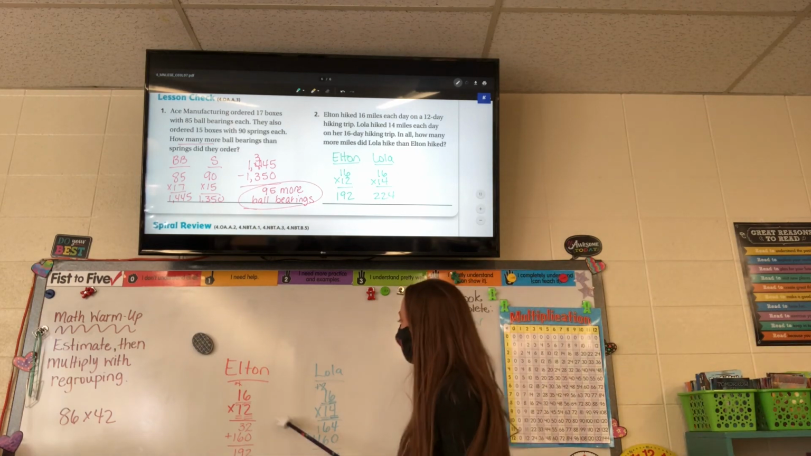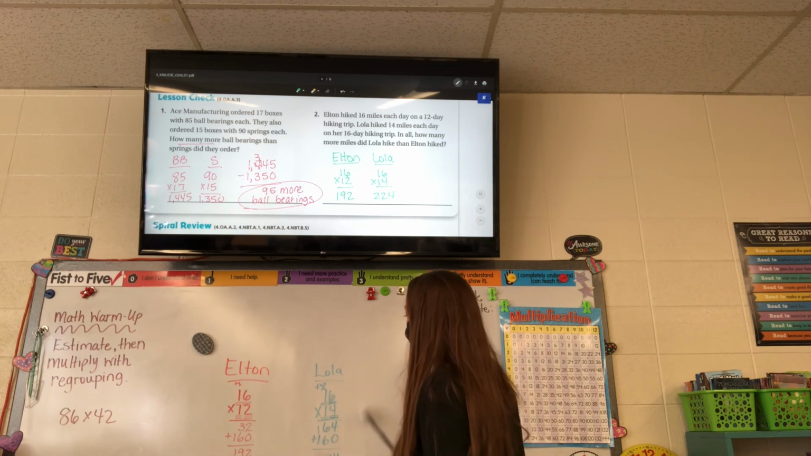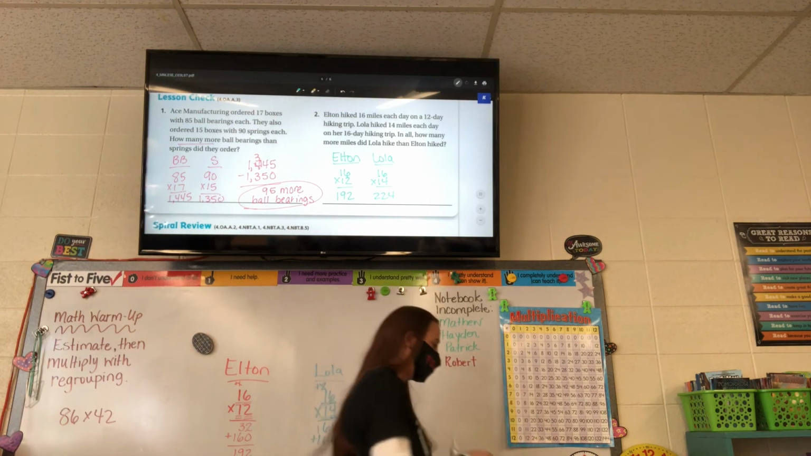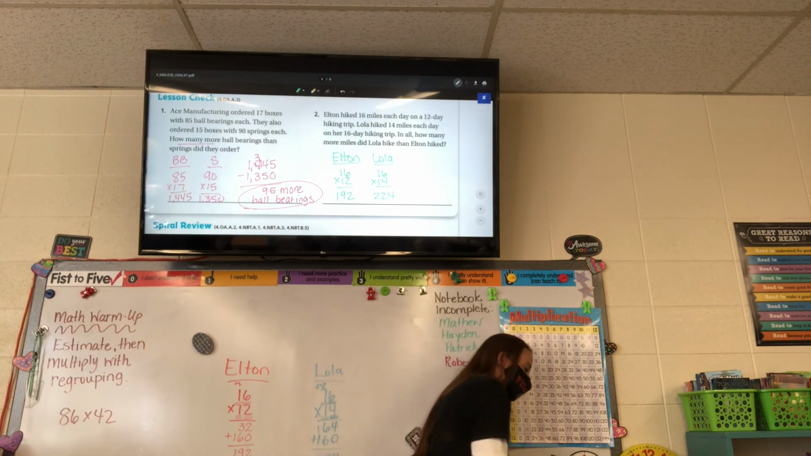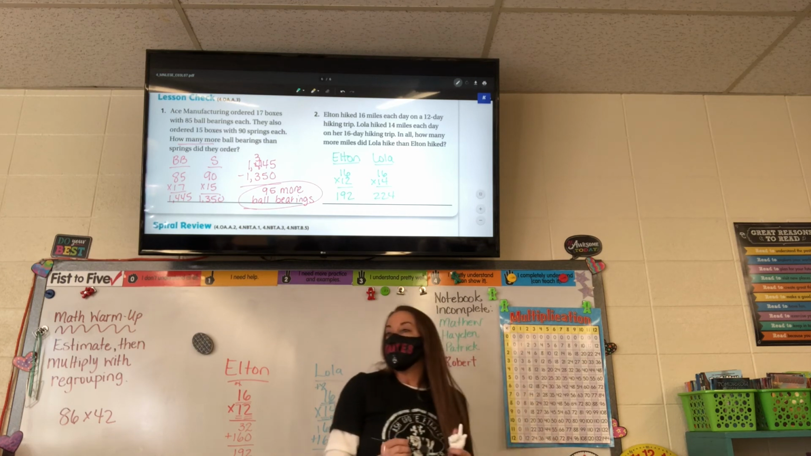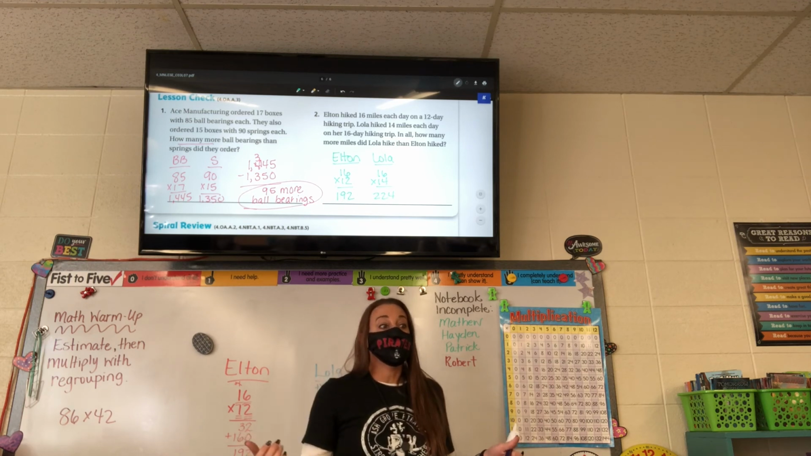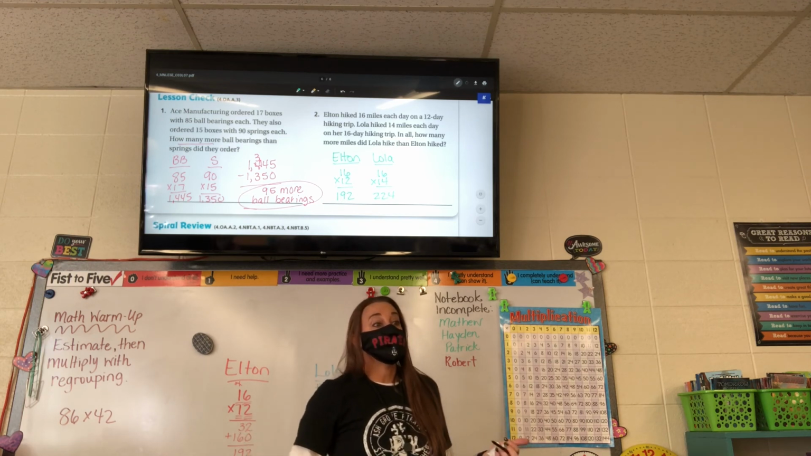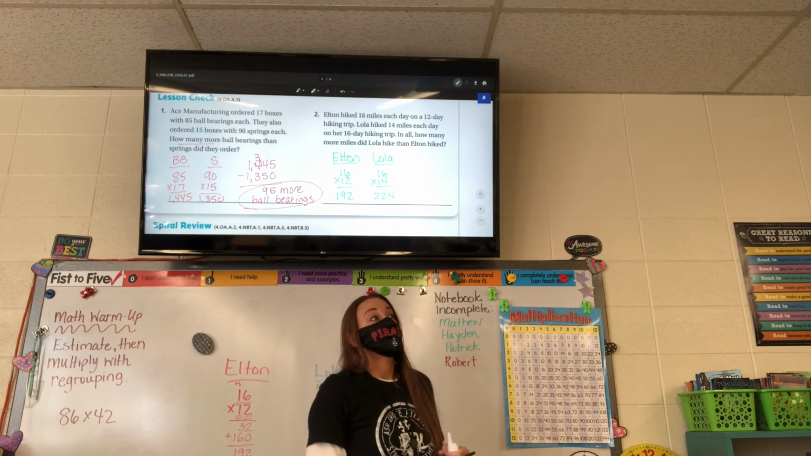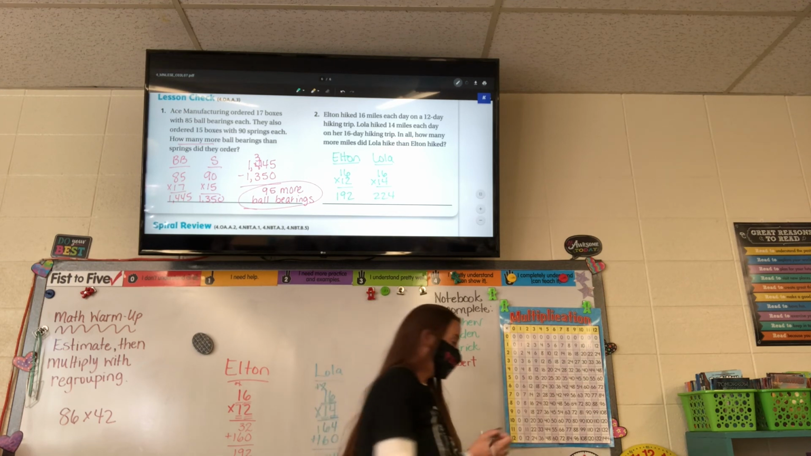But it's saying in all because in all, Elton walked 192. In all, Lola walked 224. But in all, how many more miles did Lola hike than Elton? I don't like that they did that because if you're going to teach students, Cash, to pay attention to language and pay attention to key words, and then you stick some in just to trick them, that's not cool.